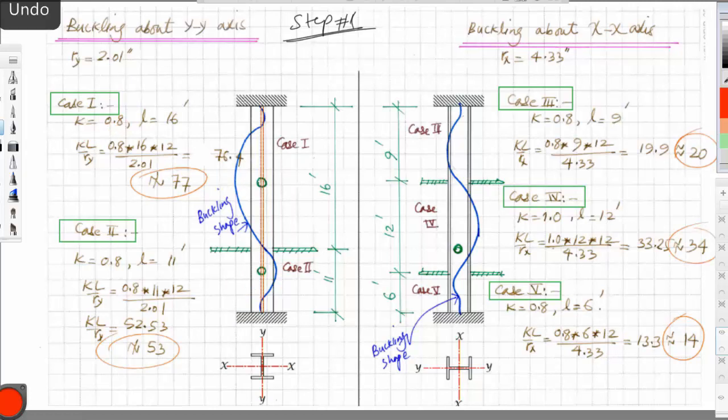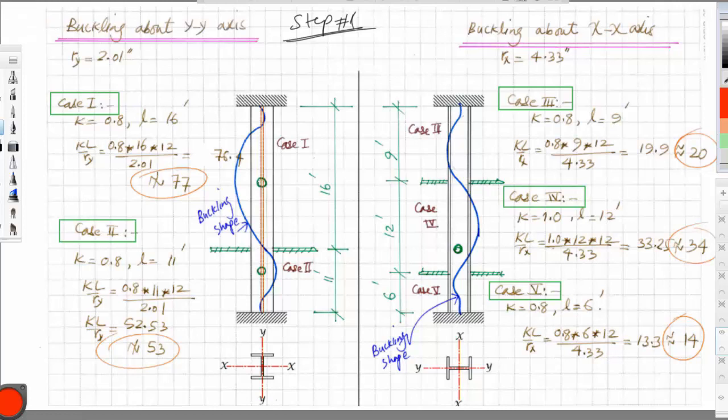I need to watch for the distances. So the first case has a 16 feet for length, and all I need to do is apply this equation, KL over Ry. K is 0.8, and of course the length is 16 feet. You need to convert into inches, divide by 12, and then divide by Ry, which is the value from the properties of the section, which is 2.01. So we get a value of 76.4. We always round them up, so it is 77.